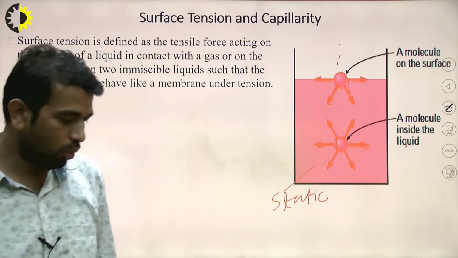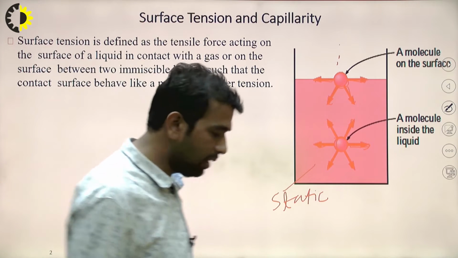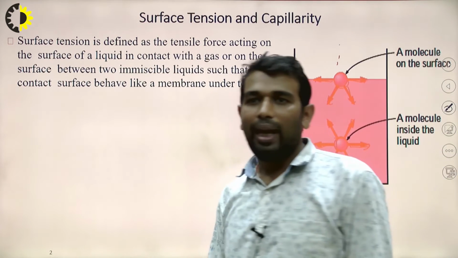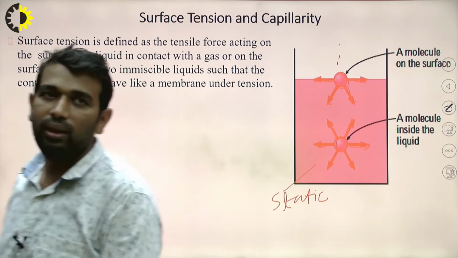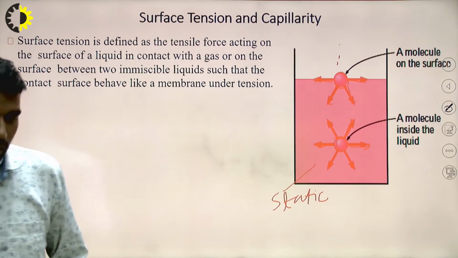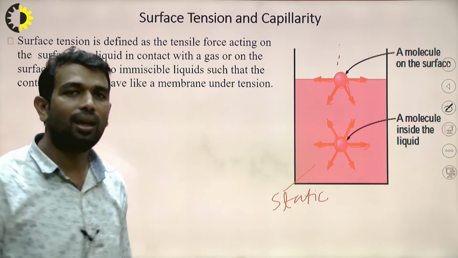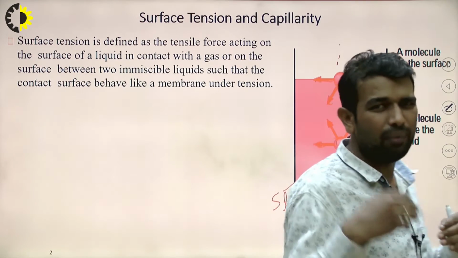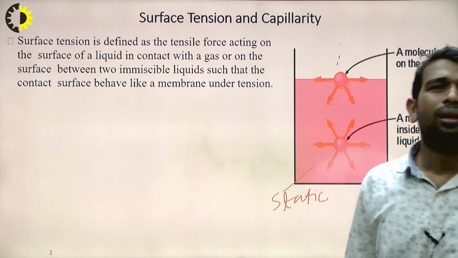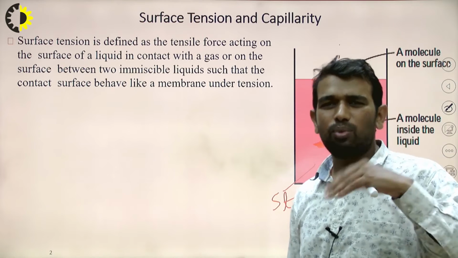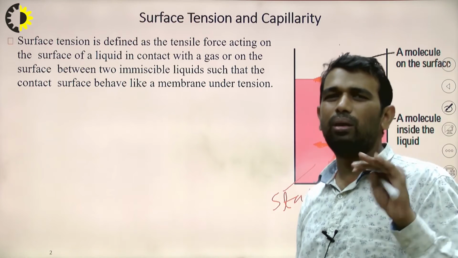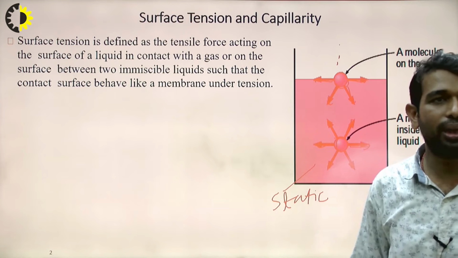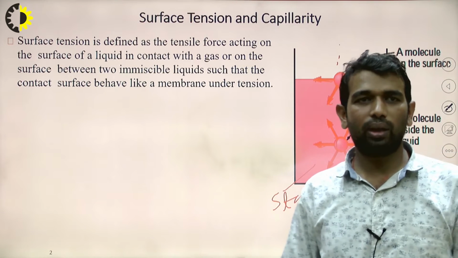So, if you just go through the slide, what definition is given here? Surface tension is defined as the tensile force acting on the surface of the liquid in contact with a glass, or on the surface between two immiscible liquids. So, it can be anything. If it is a container, it can be two different liquids, or some solid-liquid or gas-liquid compositions on the downward and upward sides. So, it can be anything, so that you can understand.